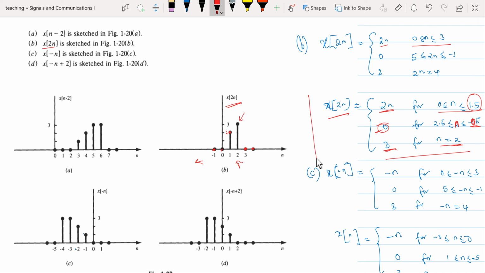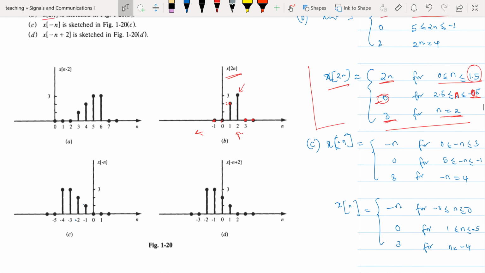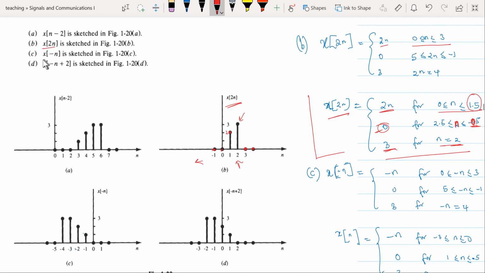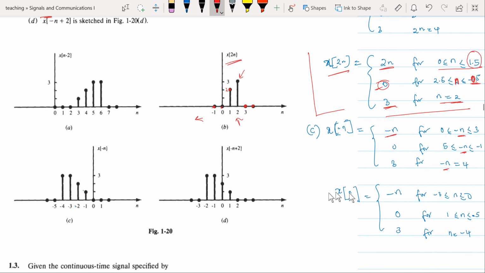The key point to observe is that sometimes you cannot do this unless you're able to express it using a mathematical expression. Number C asks to express x of minus n, and again we replace n with minus n there. And what we do is that we solve it down here, as you can see. And we can say that this remains minus n, but when you change both sides with negative, you can see now we are changing the limits.